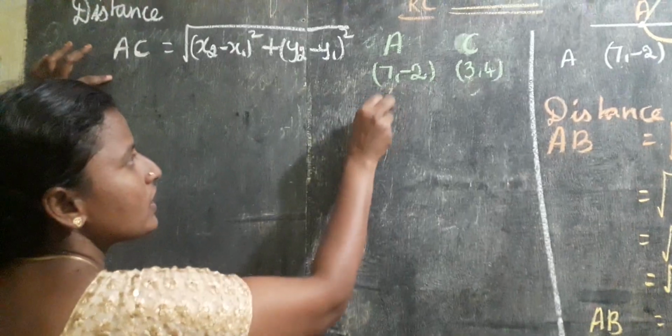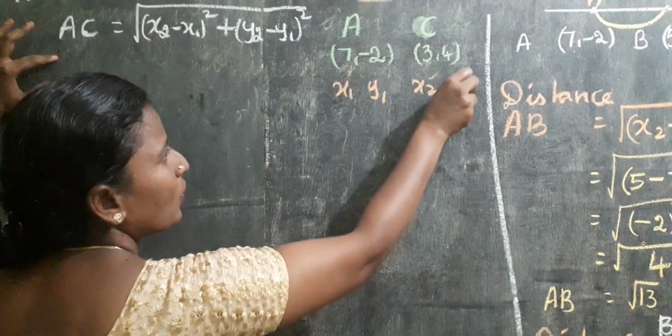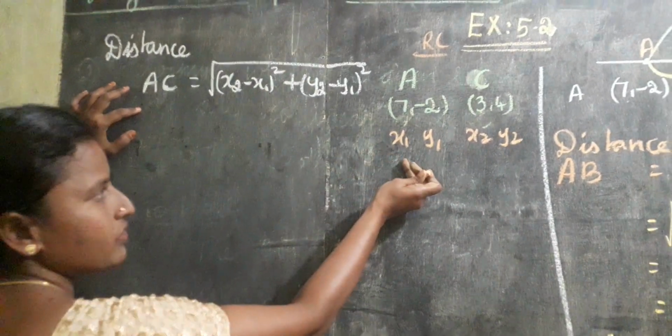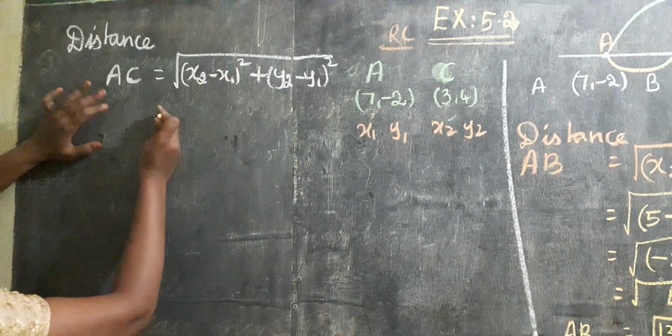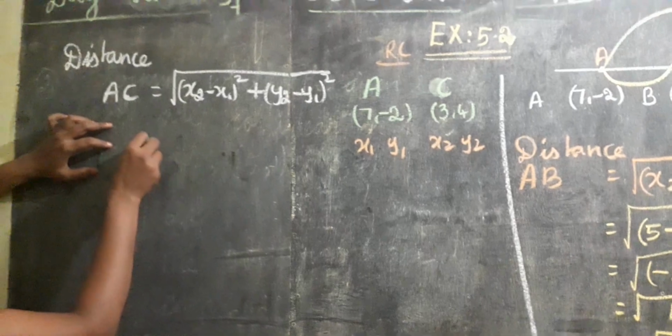The first value is x1, y1, x2, y2. If you write the points in your rough column, you can easily apply the values in the formula. Now we have to apply the values.